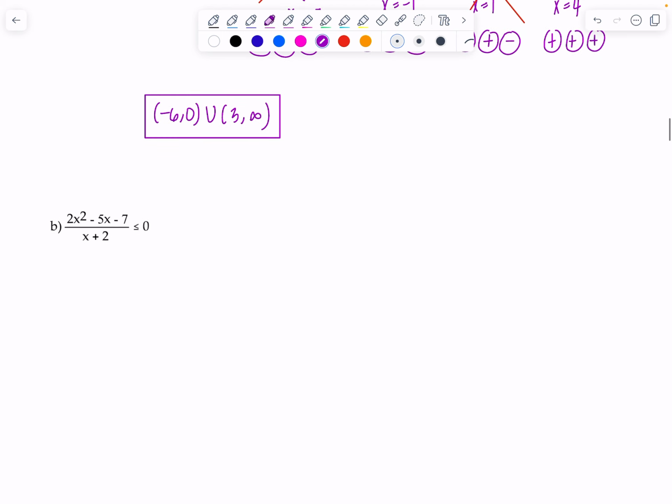Okay, the next one is rational inequality. So very similar process. You do also still list the zeros from the numerator as well as the denominator on the number line. So we've got to get to factoring.